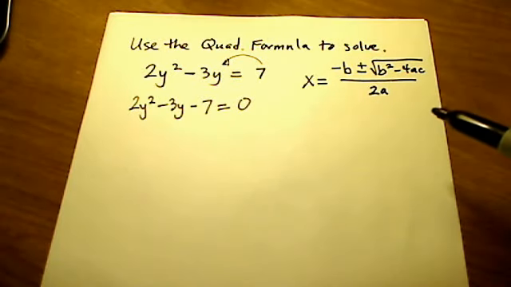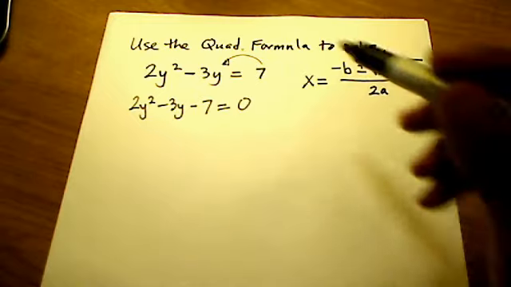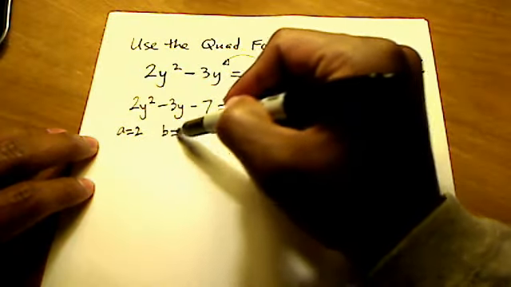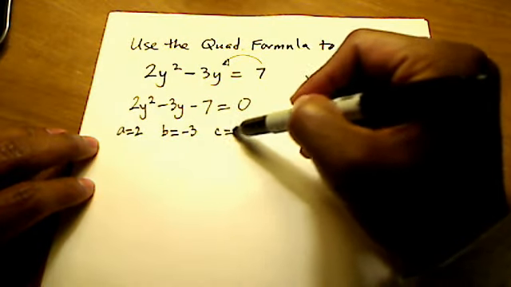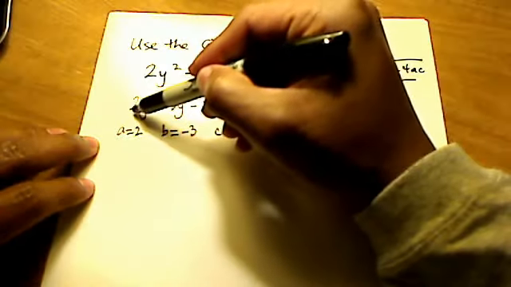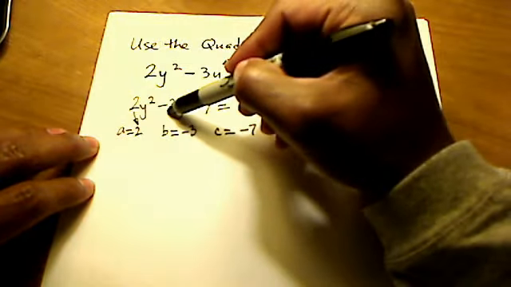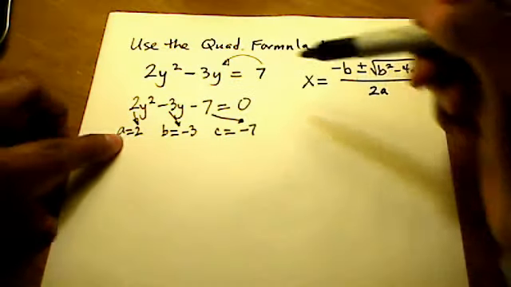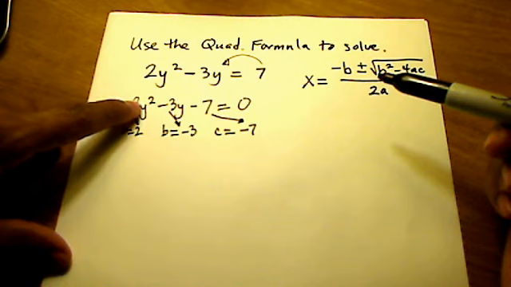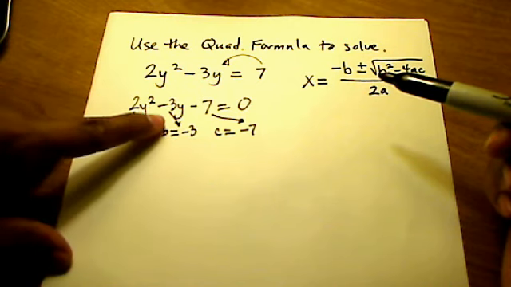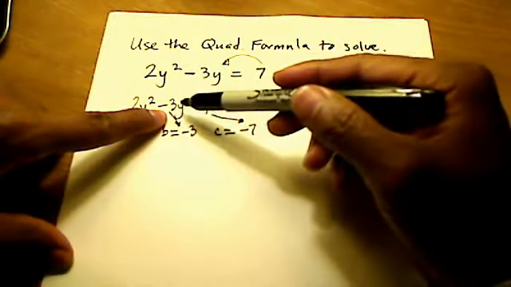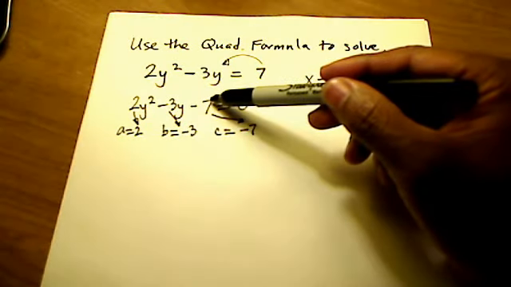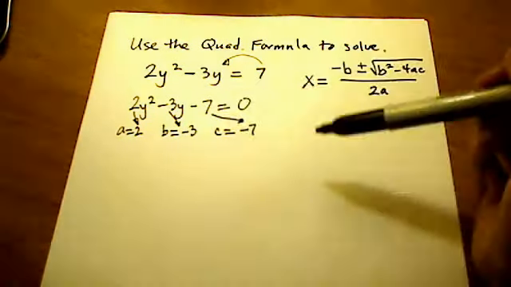Okay, so now that we have it in that form, we can easily see that a is 2, b is negative 3, and c is negative 7. All I'm doing here is picking off the coefficients for each of these terms, right? The a is the coefficient of the square term. The b is the coefficient of the variable, just y or x, that's all by itself. And the c is the constant term that's on the same side.